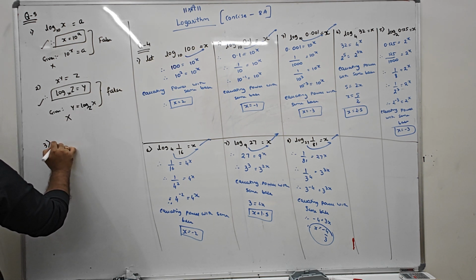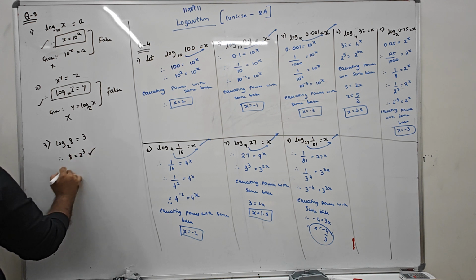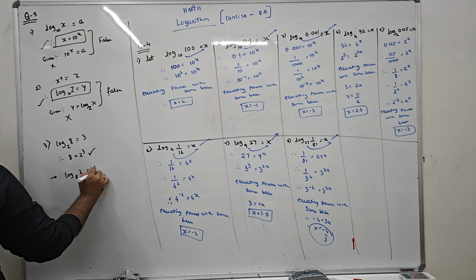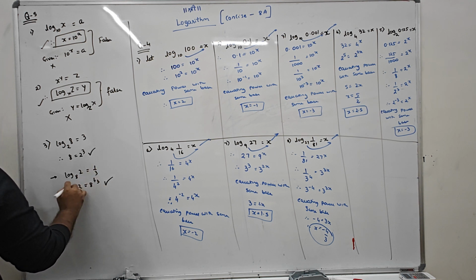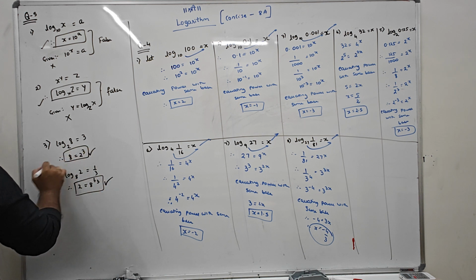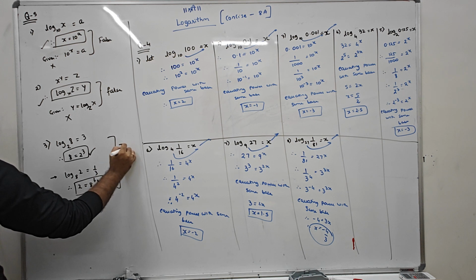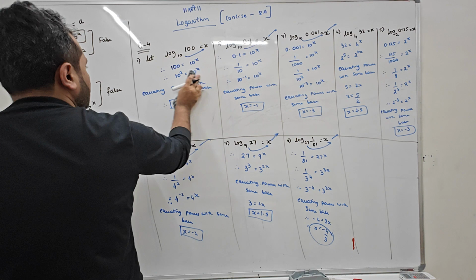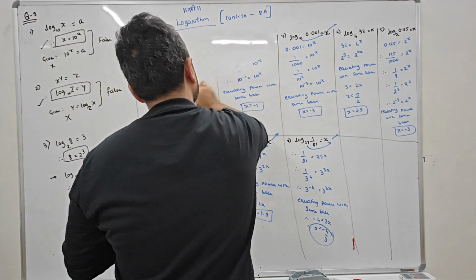Third, log of 8 to the base 2 is equal to 3. Therefore I can write 8 is 2 raised to 3. Yes, very much. And log of 2 to the base 8 is 1 by 3. Can I write 2 is equal to 8 raised to 1 by 3? Very much. So both the statements are equally correct. Okay, beta? I just want you to understand the concept, so we did this.